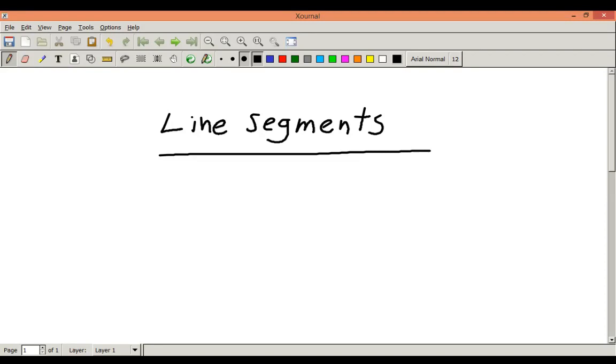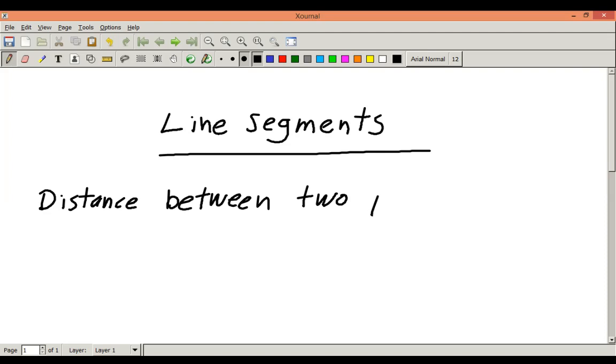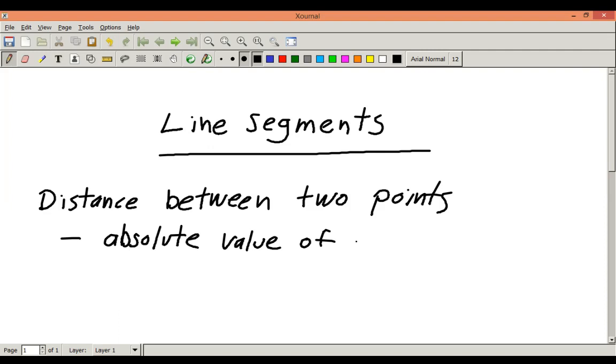Let's start out by what we're talking about when we're talking about the distance between 2 points. So the distance between 2 points on the number line. We'll tell you what it means, and then we'll show an example of that. So we're talking about finding the absolute value of the coordinates of the points.